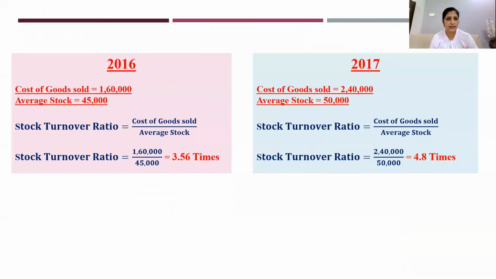Next, we'll find out the stock turnover ratio. Cost of goods sold divided by average stock. I have taken the cost of goods sold as 1,60,000 here. Average stock 45,000. So 1,60,000 divided by 45,000, you will get 3.56. And here, same thing. Cost of goods sold is 2,40,000. Average stock is 50,000. 240 divided by 50, you will get 4.8 times.